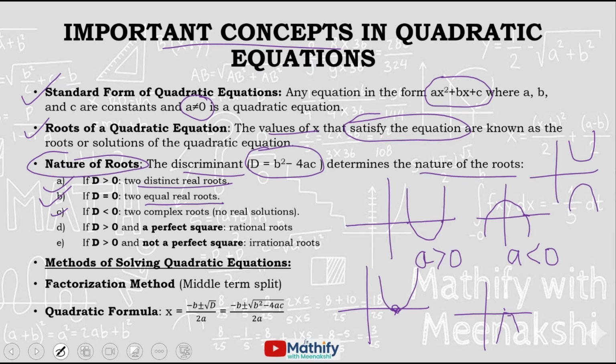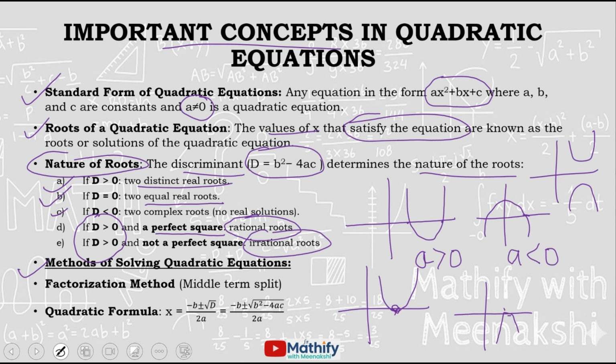Now, as I told you, whenever your discriminant is greater than 0, it's real roots. But in real numbers we can say rational and irrational. So if your discriminant is a perfect square, like 4, 9, 16, 25, 36, then you can say that your roots are rational. And if it's not a perfect square, like 120, 110, then you can say your roots are irrational.